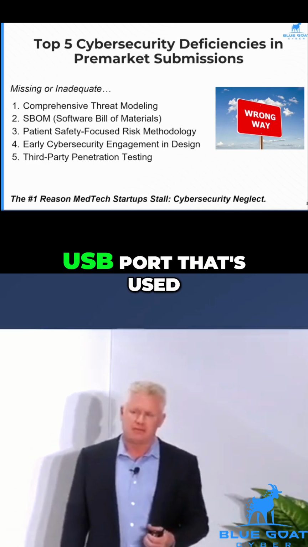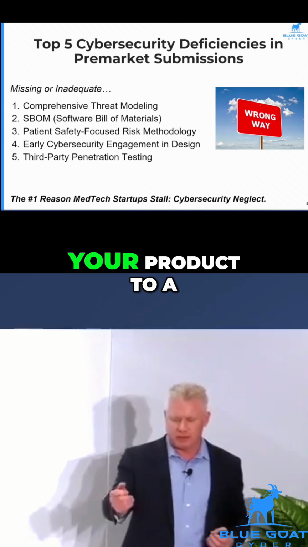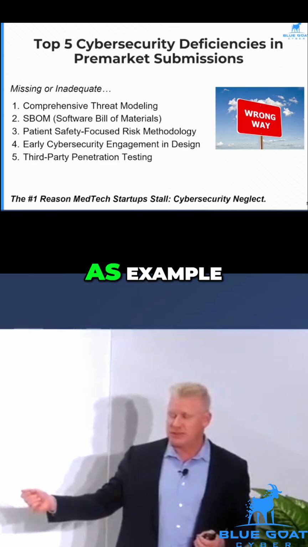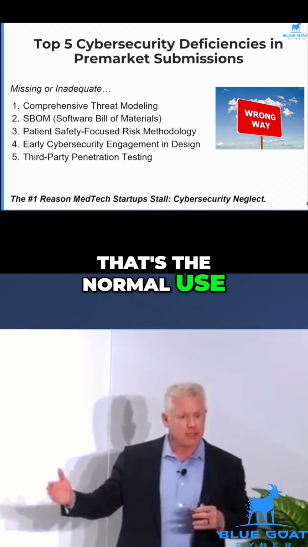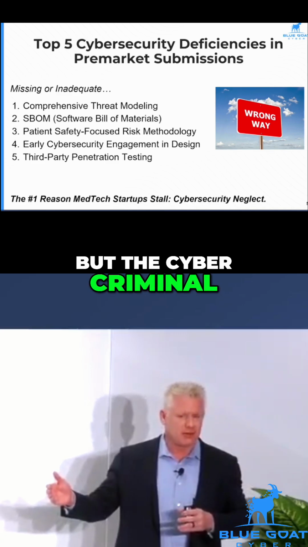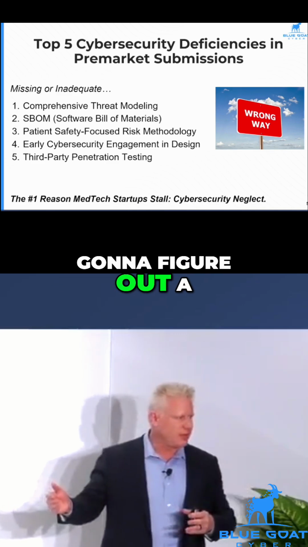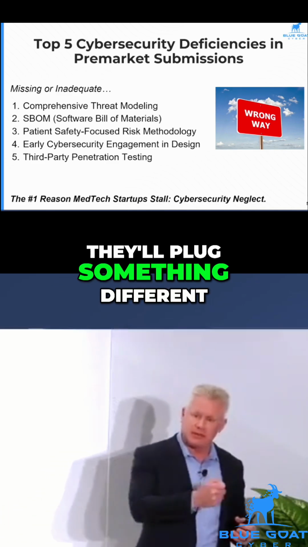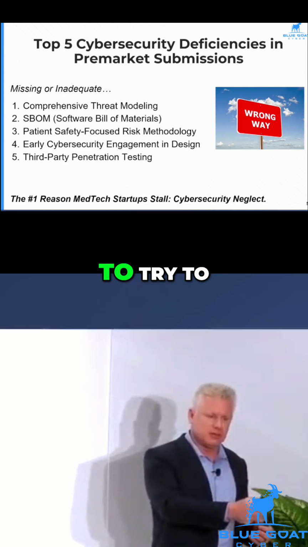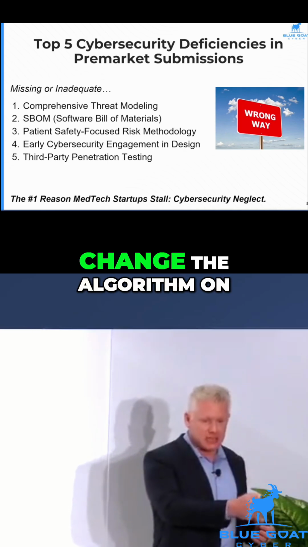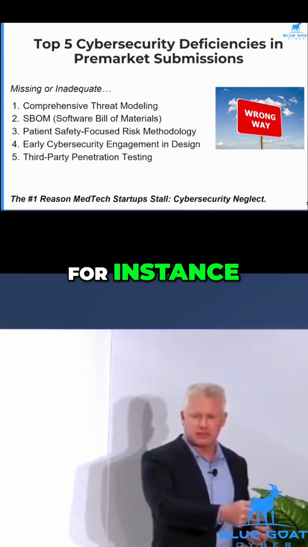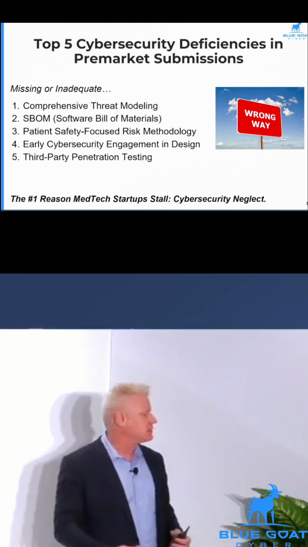So if you have a USB port that's used to transfer images from your product to a PAC system as an example, that's the normal use case scenario. But the cyber criminal or the attackers are going to figure out a way to abuse that. They'll plug something different in the USB port to try to change the algorithm on your product, for instance. So we have to look at these abuse cases.